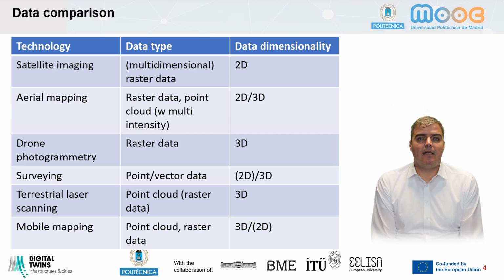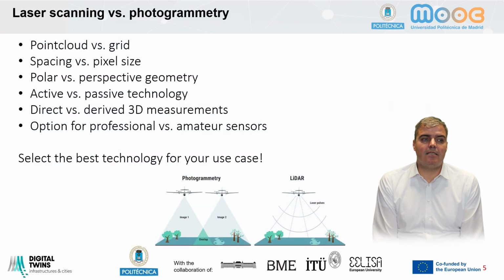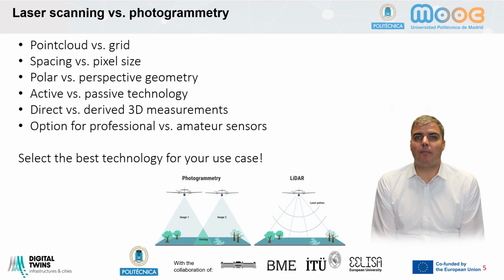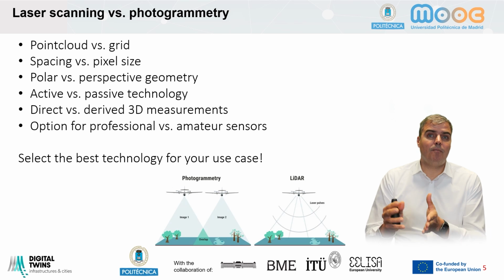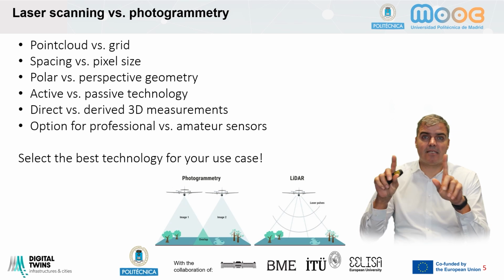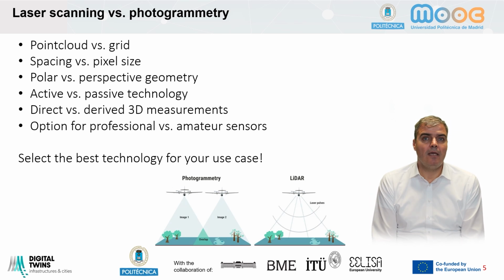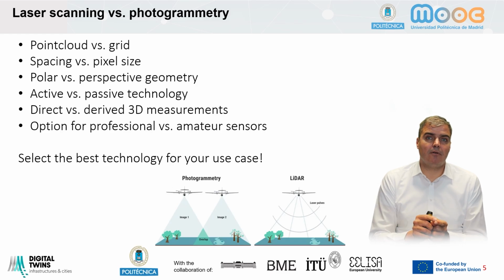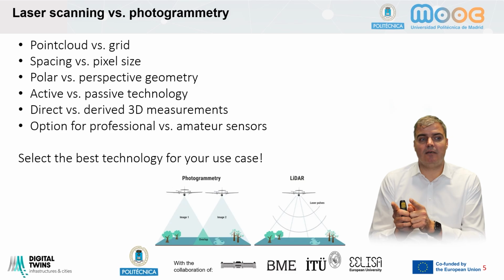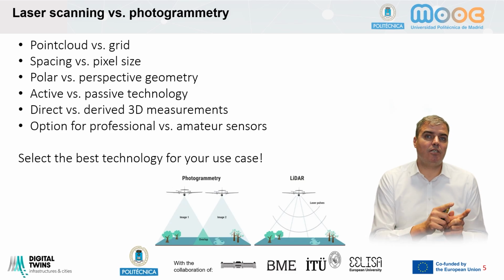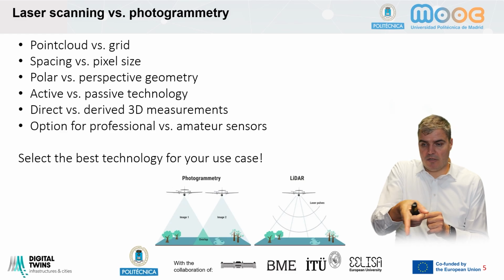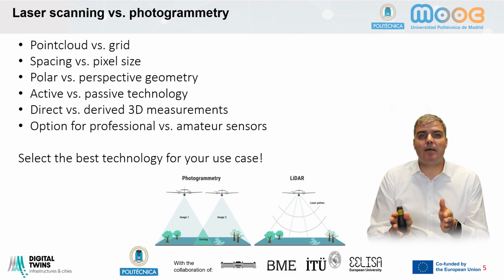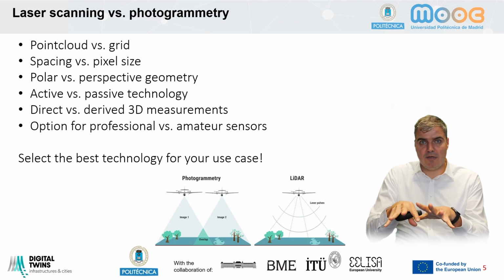If you want to compare laser scanning with photogrammetry, the major difference is we have an irregular point cloud, like it's only regular on the surface of a sphere, compared to photogrammetry, a grid like pixels in a picture. There is spacing in case of a point cloud, the distance between the points, the gaps, and pixel size in case of a picture, an image. We have polar geometry in case of laser scanning, as we are measuring horizontal and vertical angles and one distance. And we have perspective geometry in case of an image.